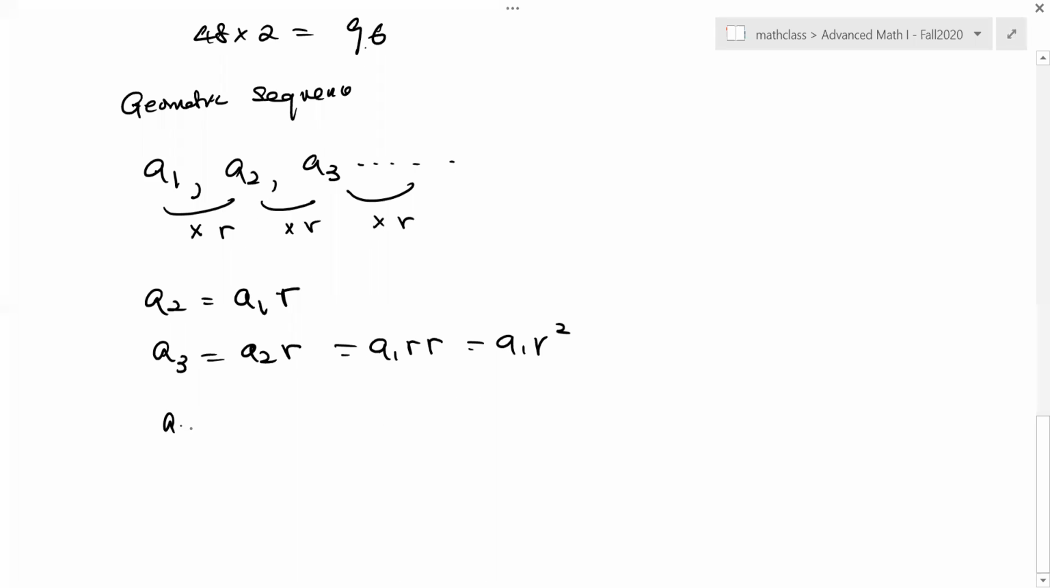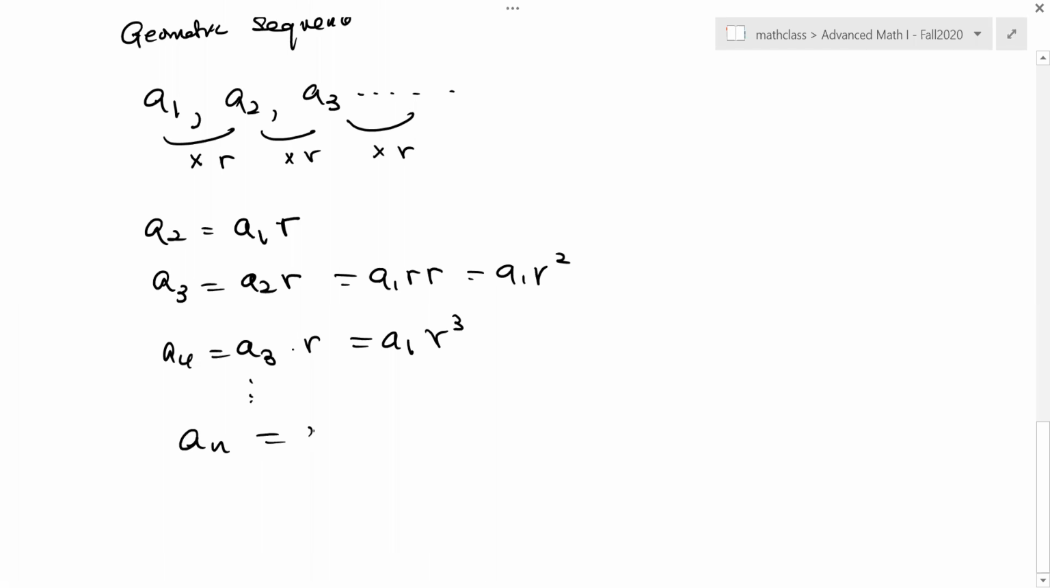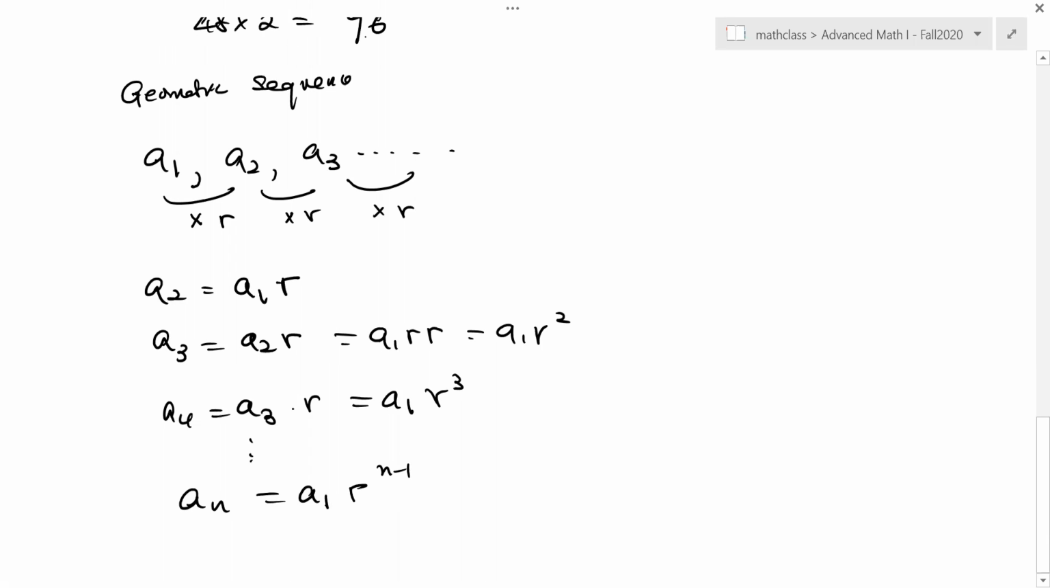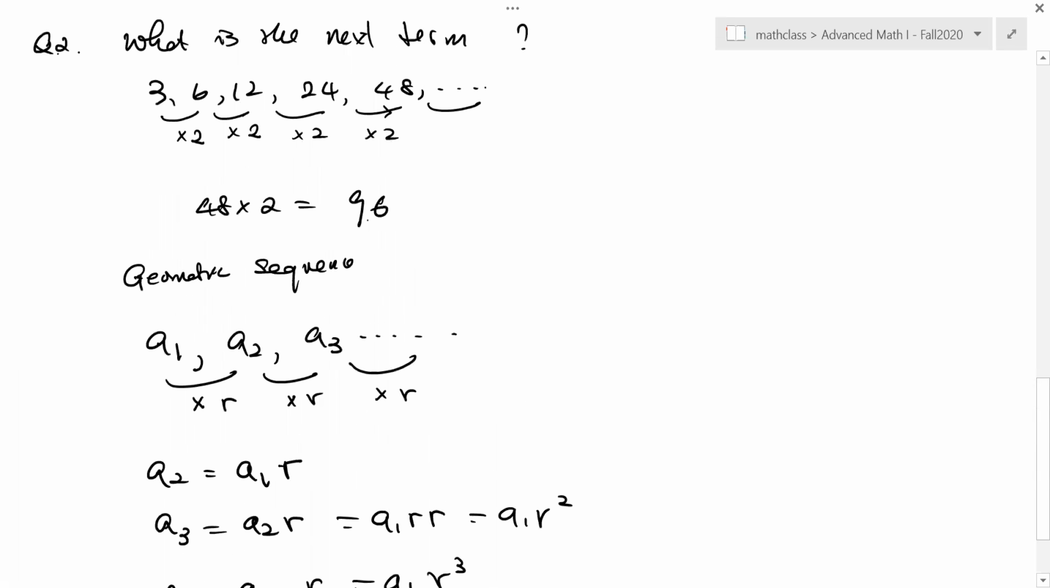Okay, how about A4? A4 is A3 times R, but A3 is already A1 R squared, so then times R is R cubed. So then you can figure out the general formula. If it's AN, it's still A1 times R to the N minus 1. Okay, so this is the nth term. So once you get this, you probably can get the 100th term, but that would be huge, right?